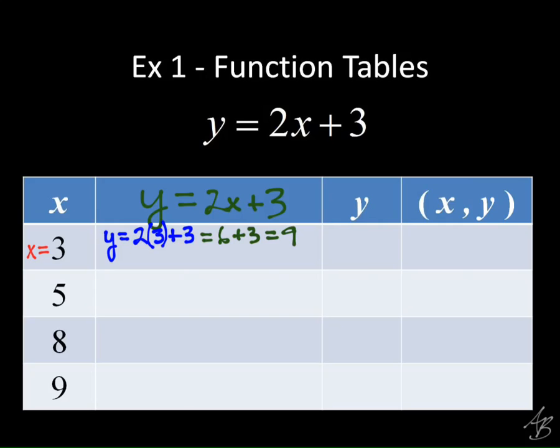Okay, so what we have is y equals 2 times 3 plus 3, which is the same thing as 6 plus 3, which is the same thing as 9. So that means that y equals what? Y equals 9. If we just follow the equal signs here, this is equal to this, and that's equal to that, and that's equal to that. So that means that y equals 9. So I'm going to put that in the y column.